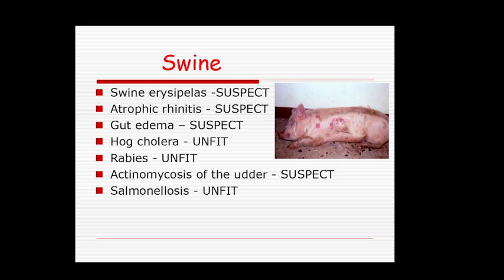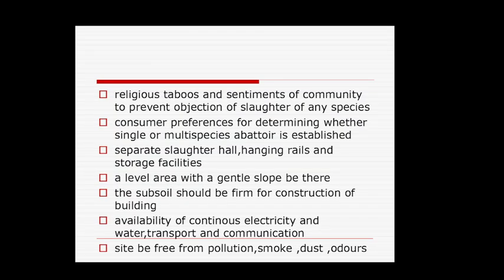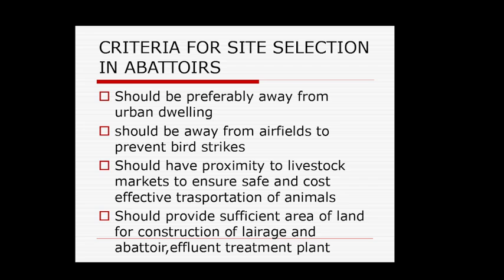In swine, erysipelas suspect, atrophic rhinitis suspect, gut edema suspect, hog cholera unfit, rabies unfit, actinomycosis of the udder suspect, salmonellosis unfit. In poultry, ornithosis unfit, Ranikhet unfit, infectious bronchitis unfit, infectious laryngotracheitis unfit, infectious coryza unfit, and coccidiosis unfit. So there are also many taboos.